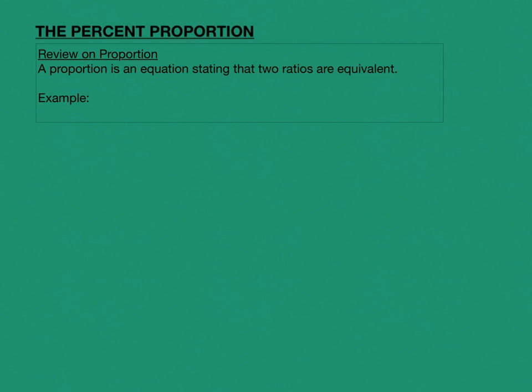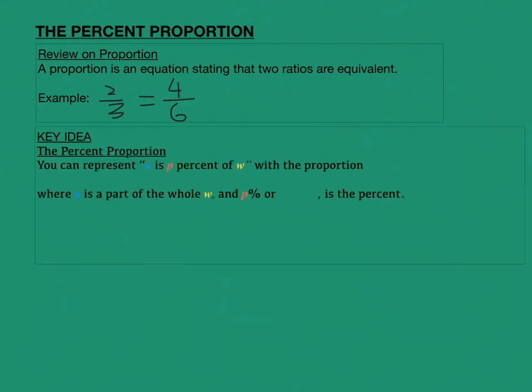We will be learning about the percent proportion. Let's get to it. First, we will review proportion. Do you remember what a proportion is? A proportion is an equation stating that two ratios are equivalent. For example, when we have 2/3 equals 4/6, we can say that 2 is to 3 as 4 is to 6. Let's look at the key idea on the percent proportion.